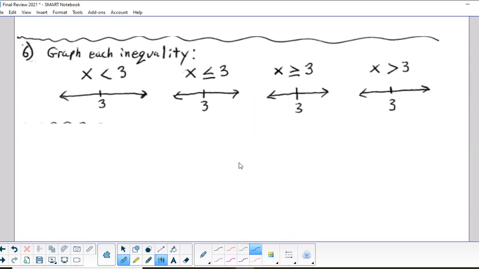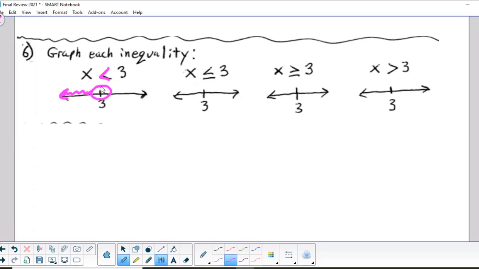All right. It says graph each inequality. So remember, some of them are solid and some of them are not. So on this one right here, like this first one, let me just go ahead and do this. First of all, can 3 fit in there? Is 3 less than 3? No. So 3 cannot be an answer. That's why it's an open circle, because it cannot be an answer. And then I would just shade the same direction as the arrow. That's it.